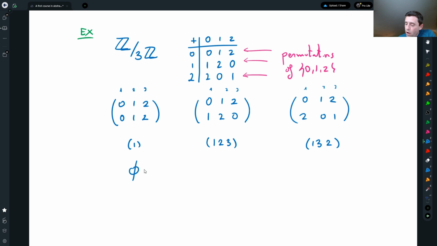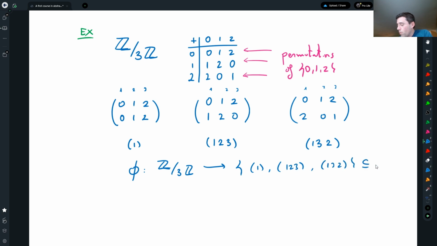So I can actually now write, for the time being, a bijection that sends Z modulo 3 to the identity, (1 2 3), (1 3 2), which is a subgroup of S3, the subgroup generated by (1 2 3). And this is, in fact, an isomorphism. How do I show that this is an isomorphism? It's certainly a bijection. It's sending 0 to the identity, 1 to (1 2 3), and 2 to (1 3 2).